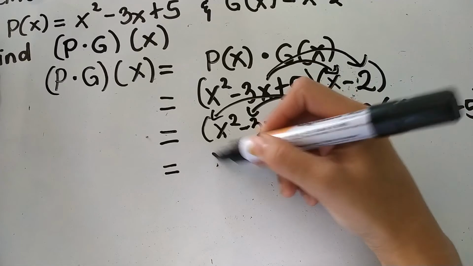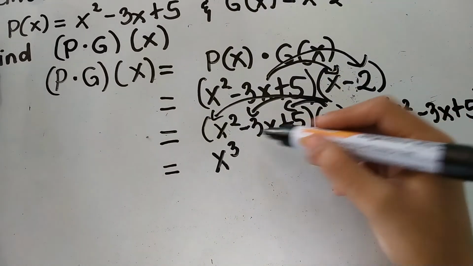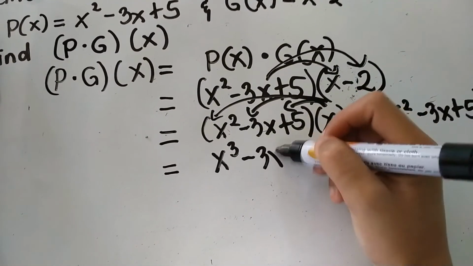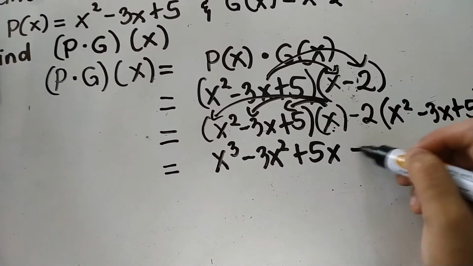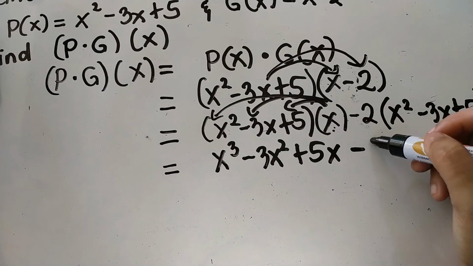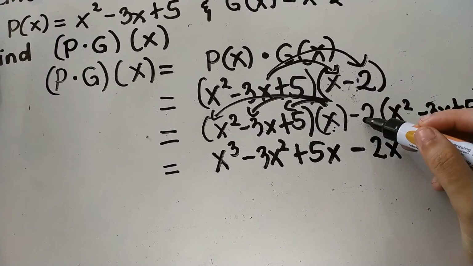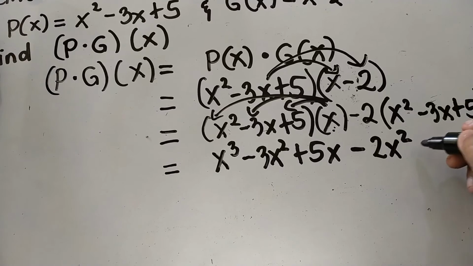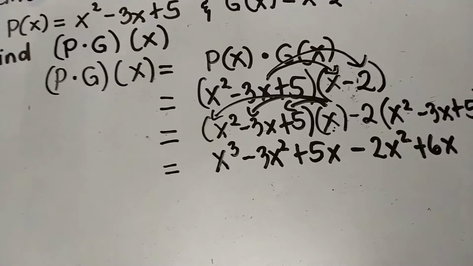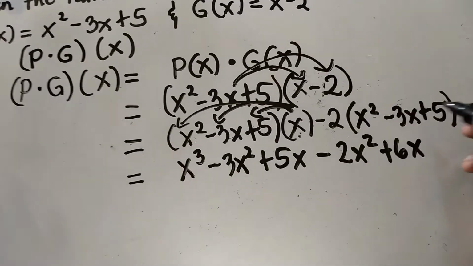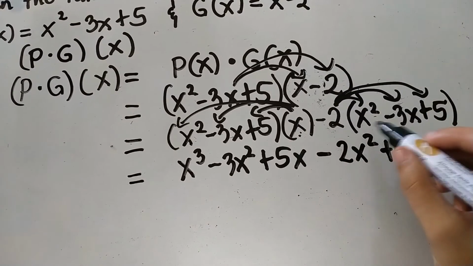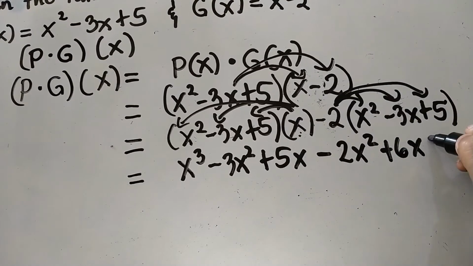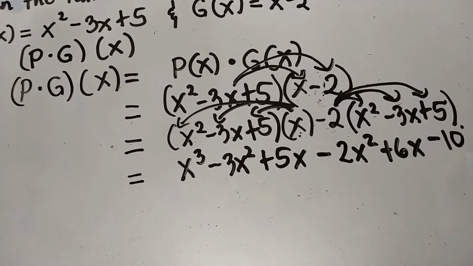X times x squared is x cubed. X times negative 3x is negative 3x squared. 5 times x is 5x. Negative 2 times x squared, negative 2x squared. Negative 2 times negative 3x is positive 6x. And the last one, negative 2 times positive 5, it's negative 10.